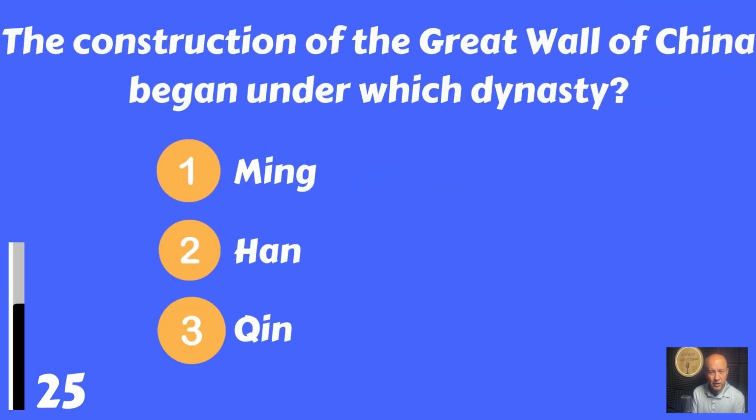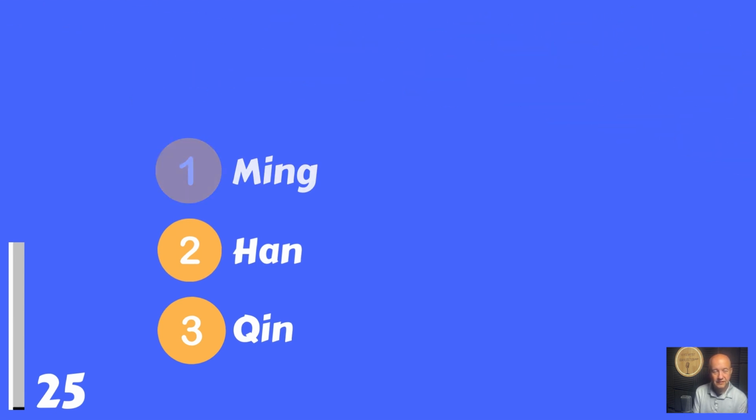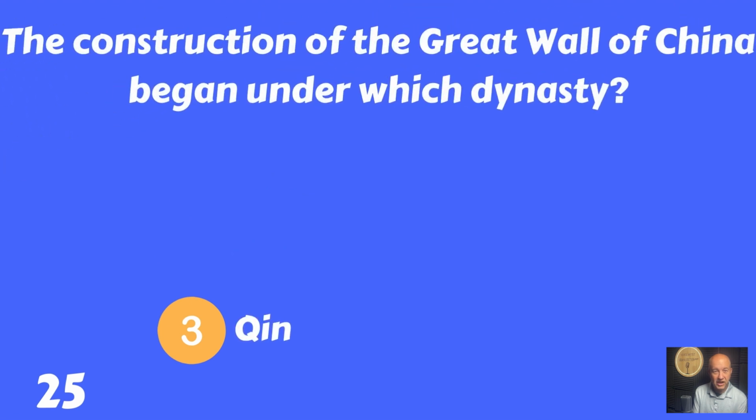The construction of the Great Wall of China began under which dynasty? The Ming Dynasty, the Han Dynasty, or the Qin Dynasty? The construction of the Great Wall of China began under the Qin Dynasty.